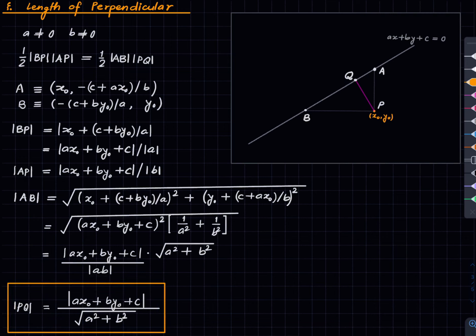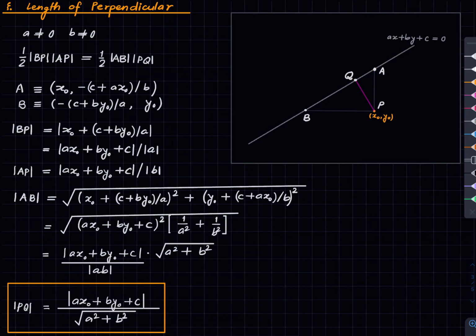So as we said, the proof works only when A is non-zero and B is non-zero, because at one point we are dividing by A and at another point we are dividing by B. But once you have obtained this formula, you can easily see that this works even if one of A or B is 0. So that is an exercise. So this is the general formula for the distance between a point and a line. The coordinates of the point are x0, y0, and the line is ax plus by plus c equals 0.